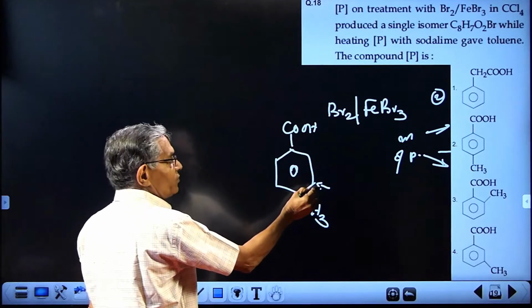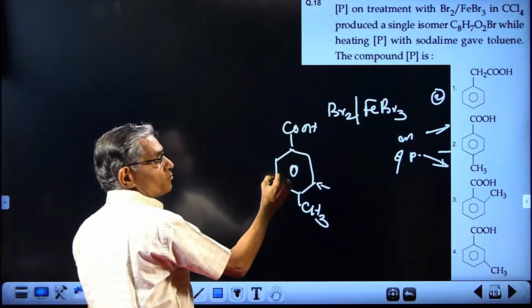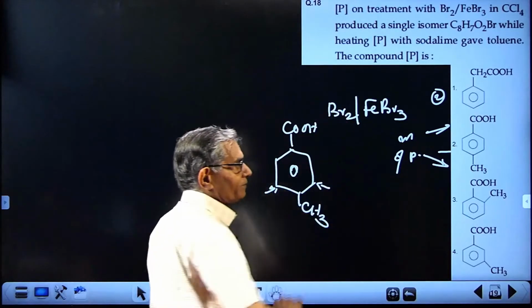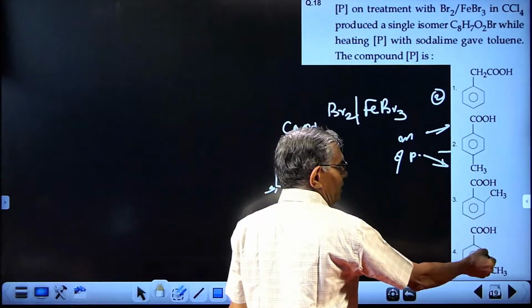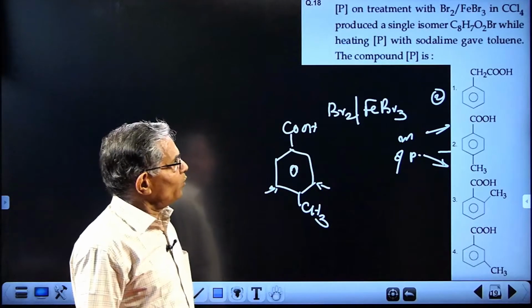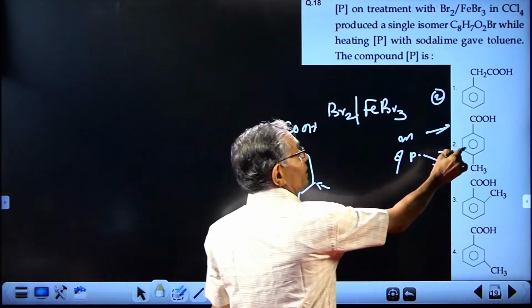Ortho with respect to CH3 and meta with respect to COOH. This will give only one product. So the answer can be 2 only. Here also there can be more than one, here also more than one. And 2, make sure that it is the same option correct.